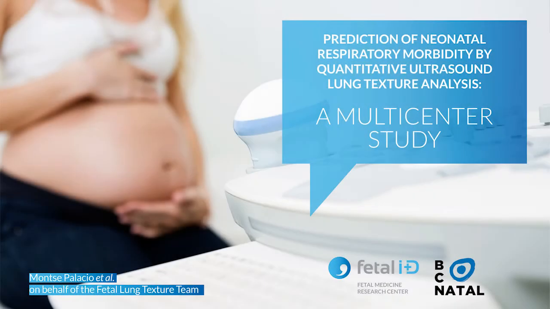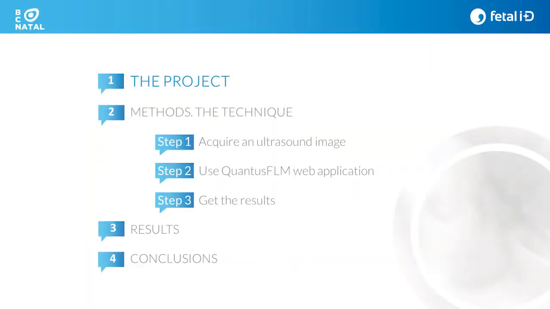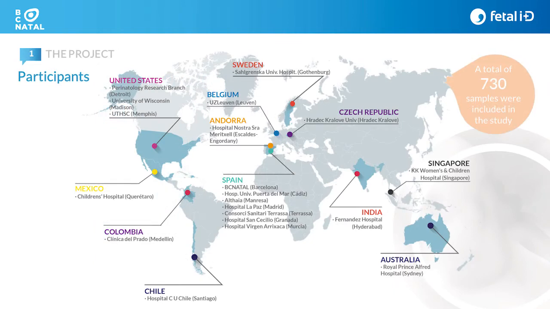This is a multi-center study on the prediction of neonatal respiratory morbidity. The technique used to predict this morbidity is the analysis of the fetal lung texture by quantitative ultrasound. 20 centers from 12 different countries have been involved in the study, reaching a total of 730 samples.